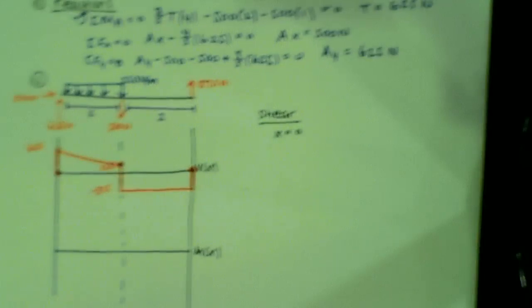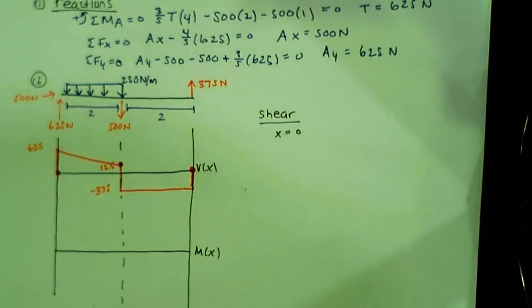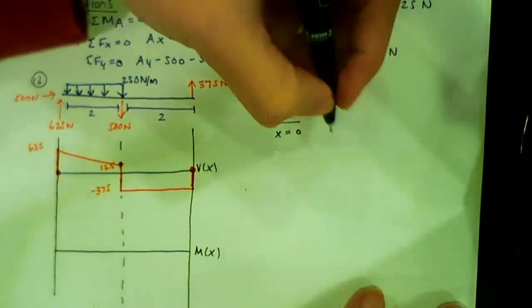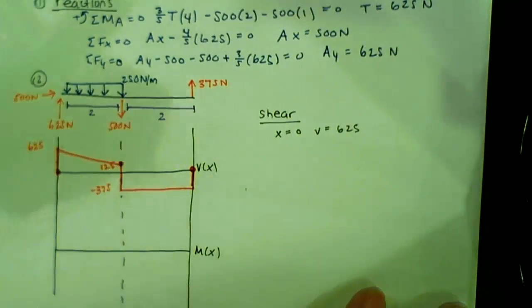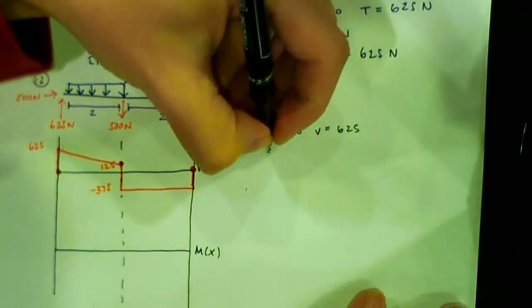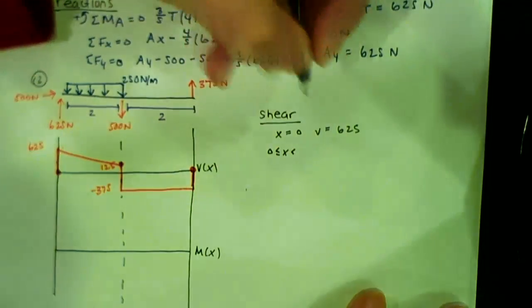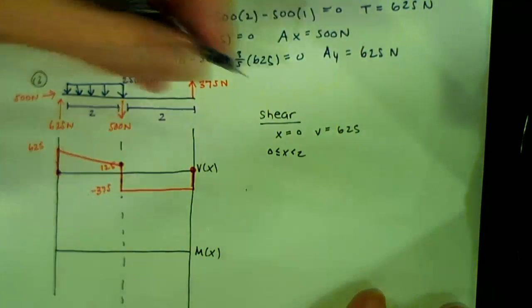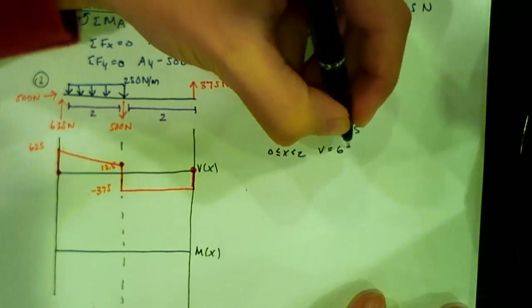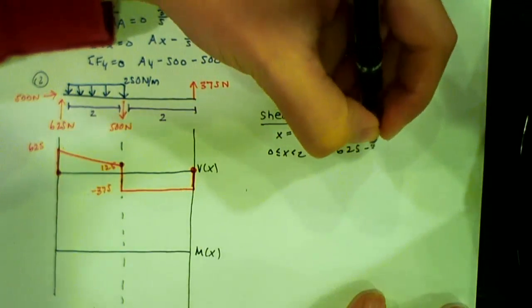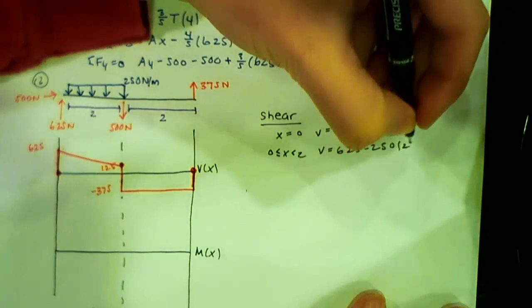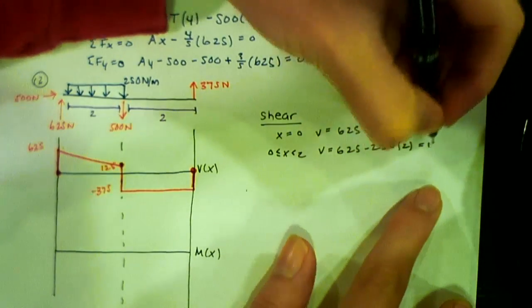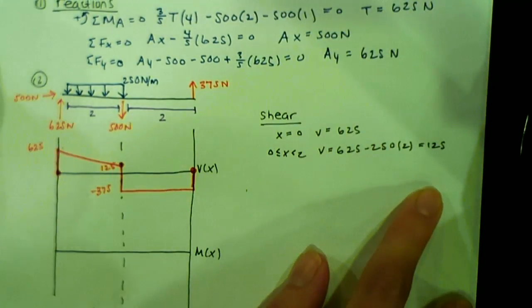So if I were to write this out to show proof, at x equals 0, we can say that v is equal to 625. So he gets pushed up to 625. Then if I look at x between 0 and 2, we have v equal to 625 minus 250 times 2, which gives us 125.